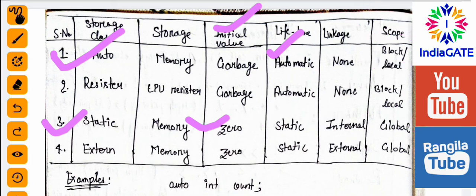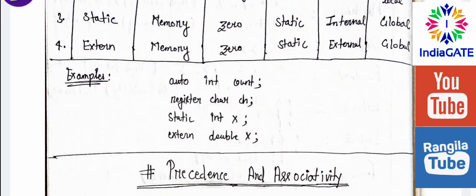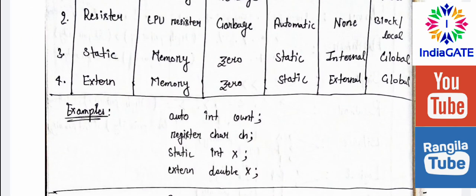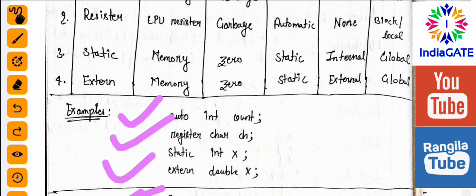Now come to the example of all the storage classes. The examples are given like: first is your auto, so we specify auto int count, and here register char ch, and in the static, int x, and external like double x, semicolon is terminated.